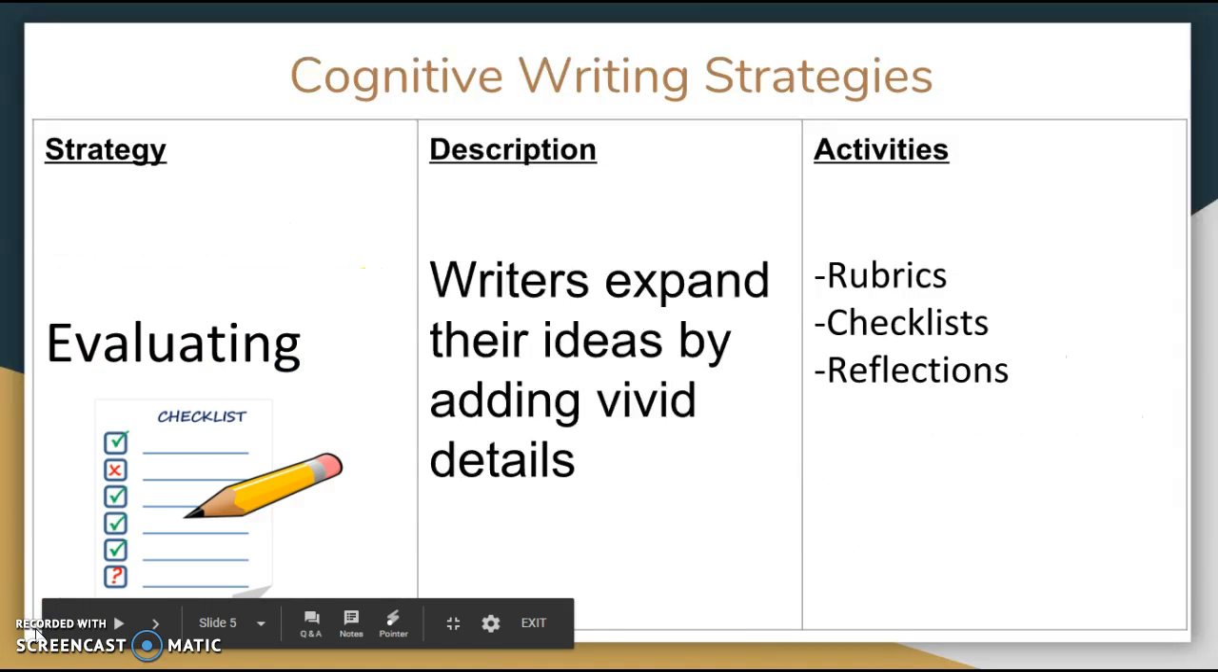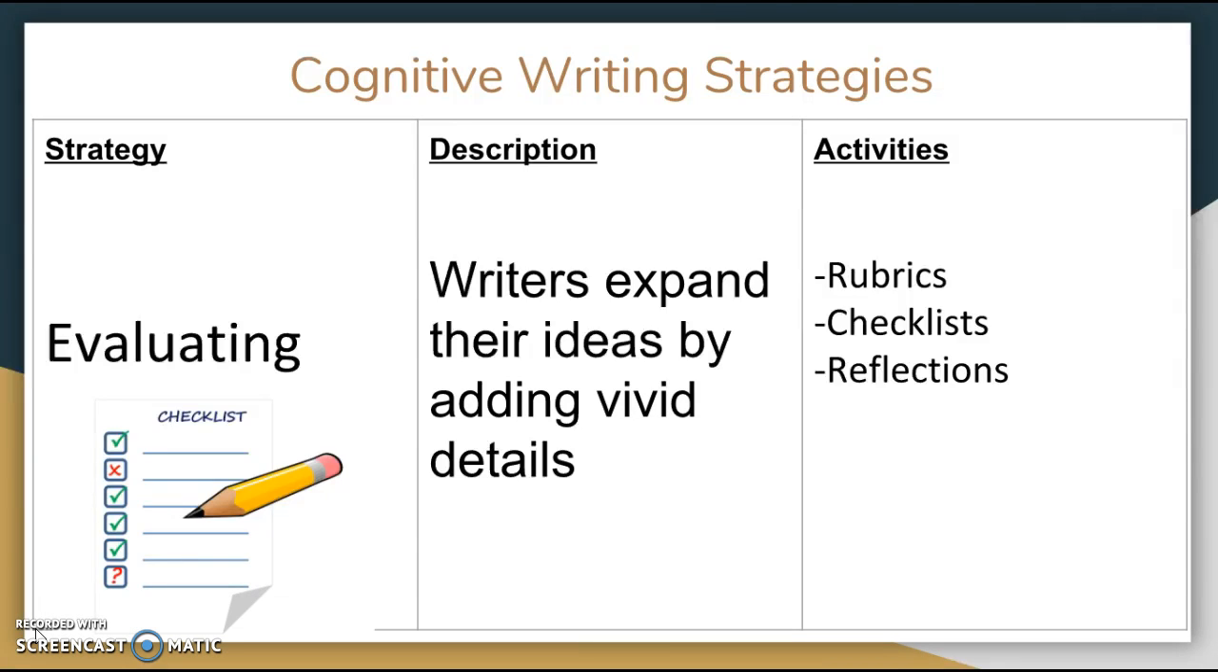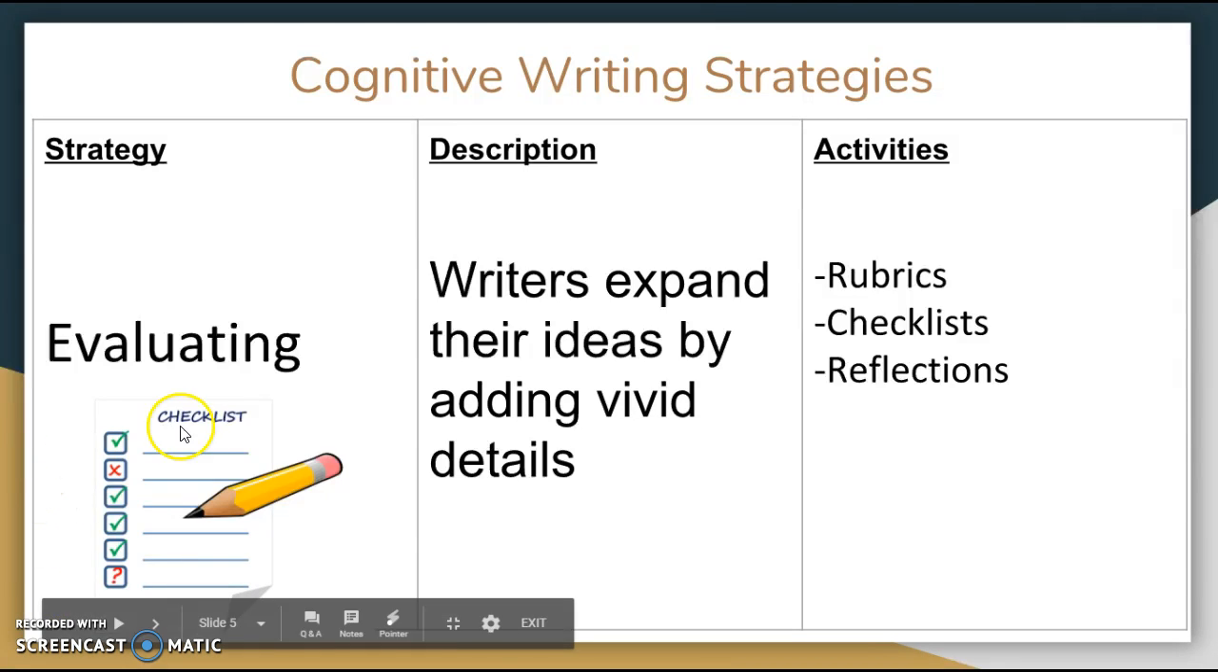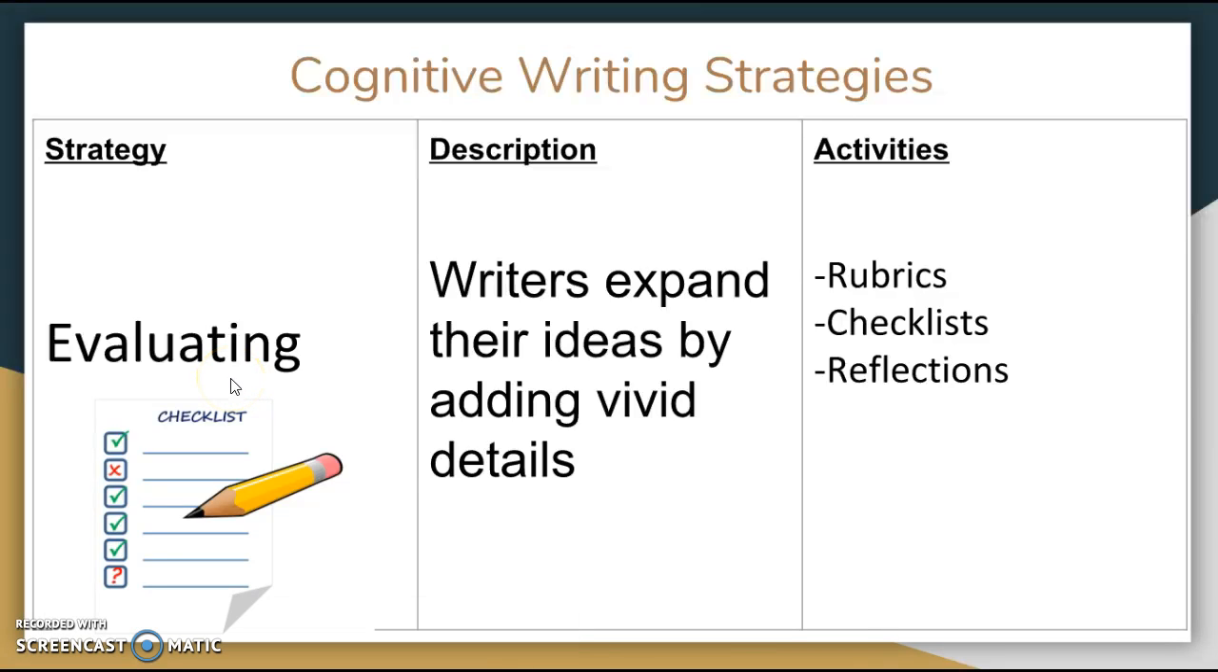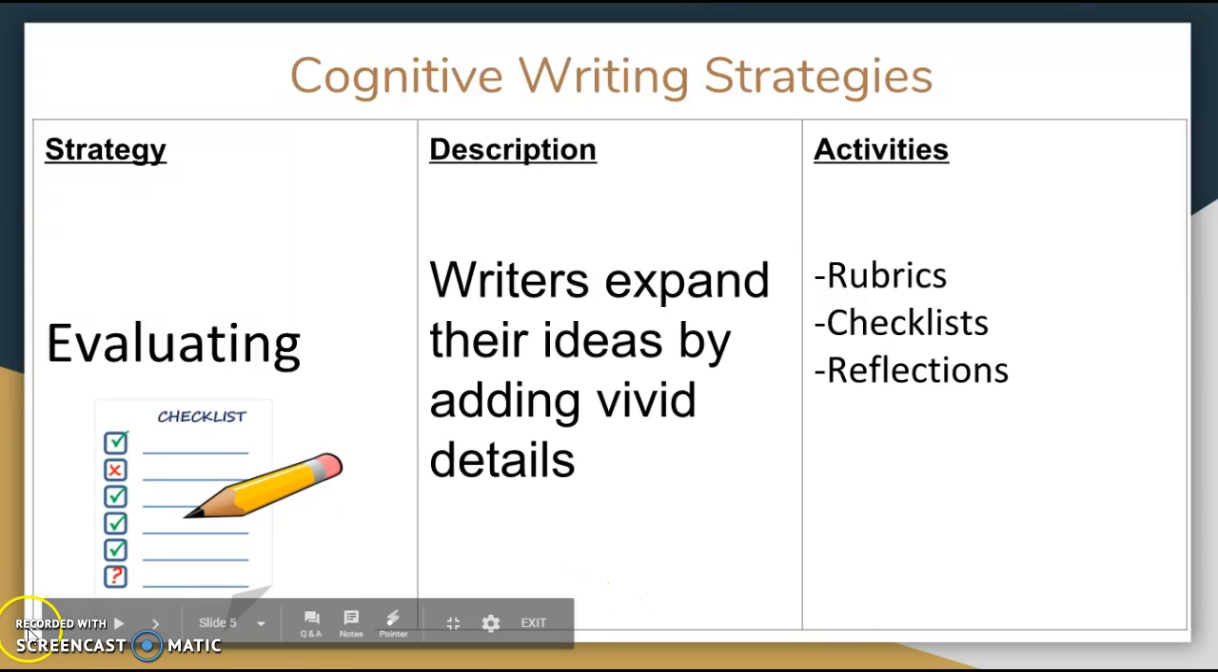The next cognitive writing strategy for developing strategic writers is having students evaluate. By evaluating, students are expanding and evaluating their composition, and they're judging how well they met their goals. Some of the activities presented in evaluating are rubrics, checklists, and reflections where students are able to assess whether they've met their set goal.